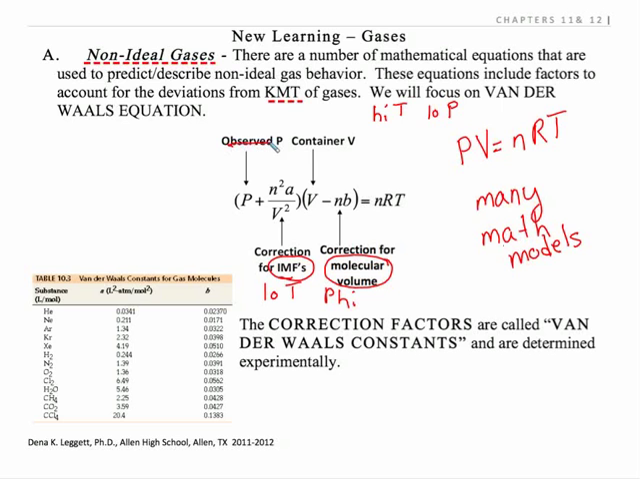So you take the observed pressure and the container volume and we correct them. And n is still moles and V is volume. The key factors here are a and b. This factor a, they're experimentally determined. You have a list of those. That factor a corrects for intermolecular forces. And you should know that.